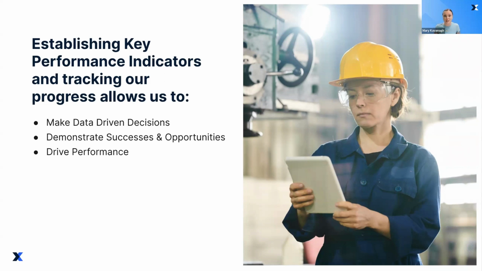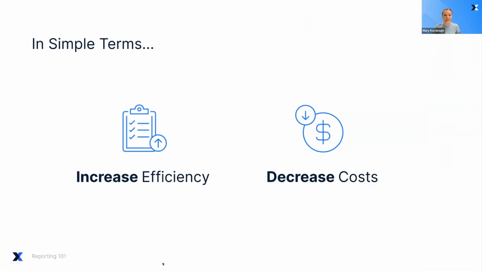Third point in here, we want to drive performance. So this is really within our team. We want to identify where there are areas for improvement, where we could increase our efficiency, where we could coach people, where we could identify our stellar performers, really just make sure our whole team is doing the best work that they possibly can be. In simple terms, we want to increase efficiency and we want to decrease costs. That's always what it comes down to at the end of the day.